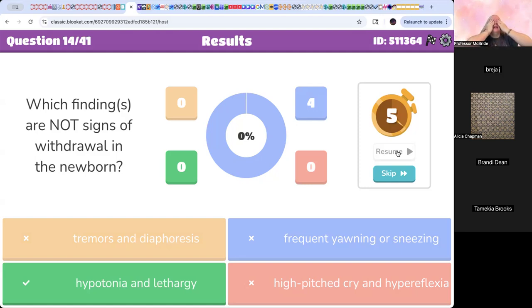When we first got in here today, Alicia was remembering that with magnesium, I talked about how everything slows down. For your newborn that's withdrawing from drugs, everything is up here. Everything's excitable, and so any answers that are down here aren't it. They're not lethargic. They're not hypotonic. Hyperreflexia, high-pitched cry, tremors, diaphoresis, frequent yawning, frequent sneezing are all signs of newborn withdrawal.